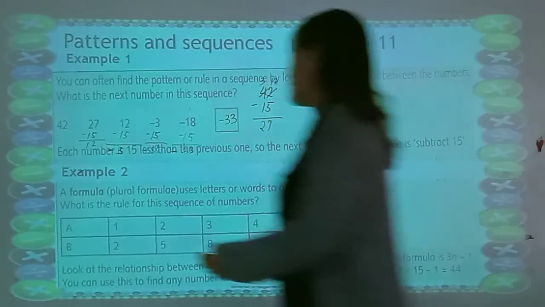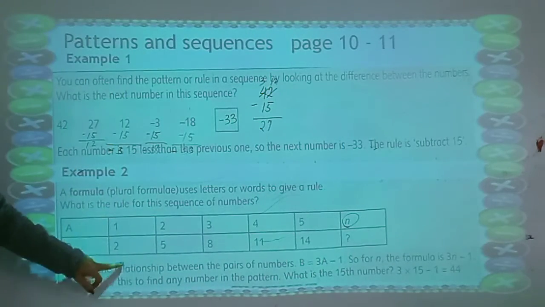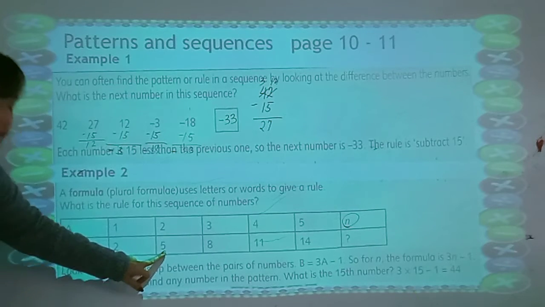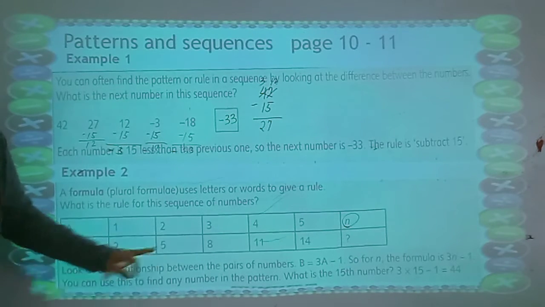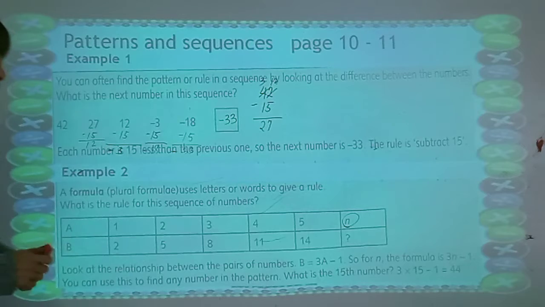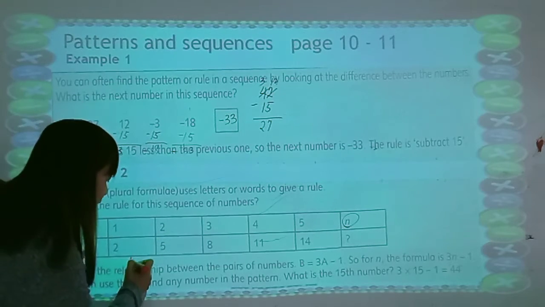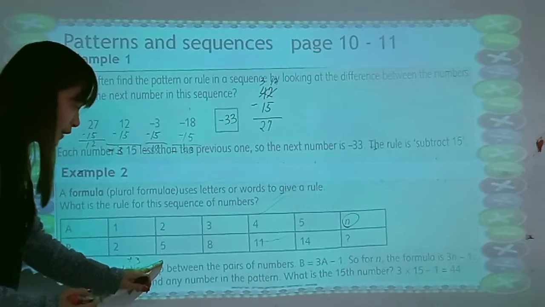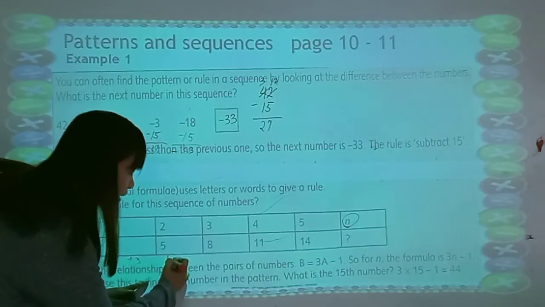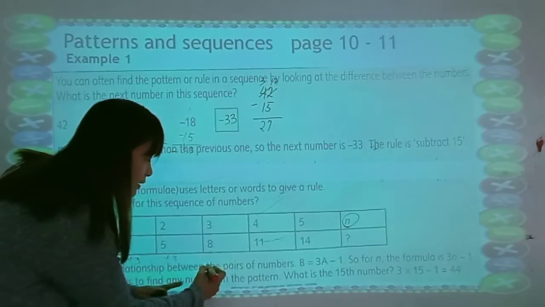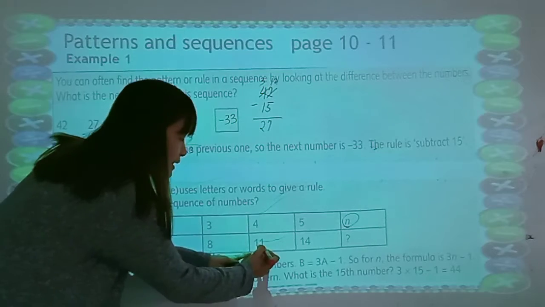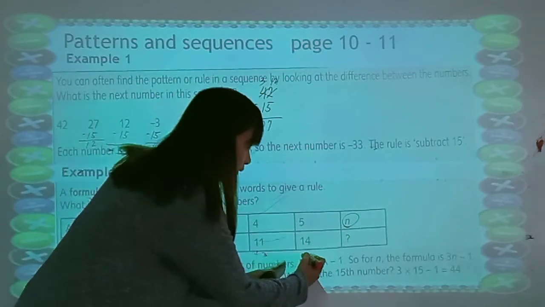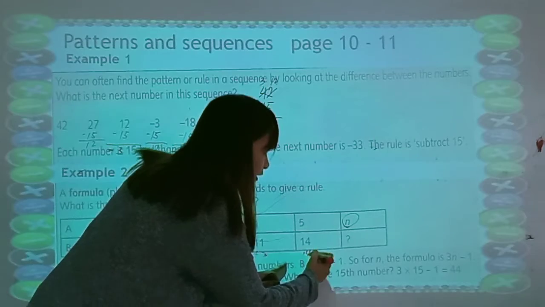What do you think is the pattern of this sequence? See, this is 2 followed by 5. So we are going to add, very good, plus 3. So 2 plus 3 will give us 5. 5 plus 3 will give us 8. 8 plus 3 will give us 11. 11 plus 3 will give us 14. And we have 14 here.